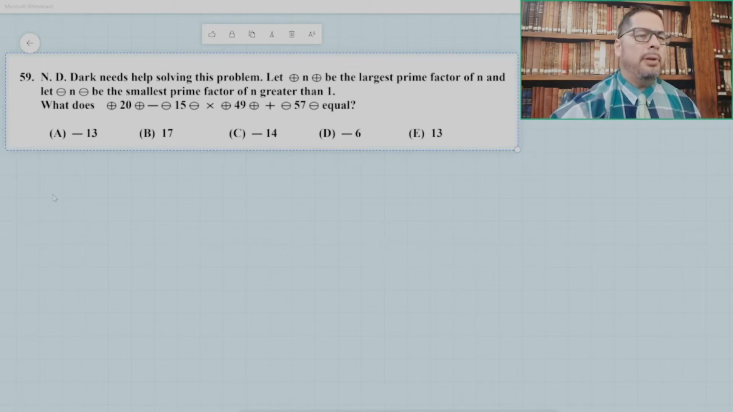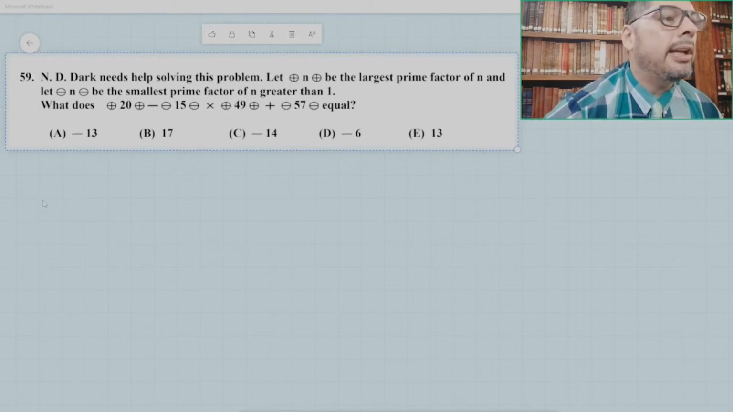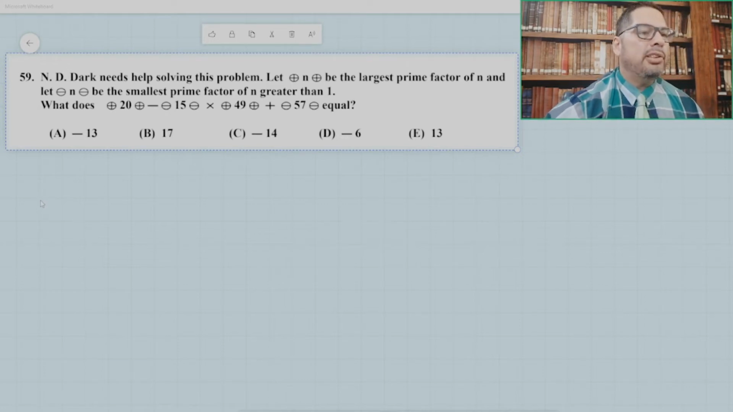Once again, let me be very thankful to UIL for letting me use their problems. I really appreciate that. So this problem comes from the district 2015, district number 2, number 59. And the problem reads, ND Dark needs help solving this problem. Let circle plus n circle plus be the largest prime factor of n, and let circle minus n circle minus be the smallest prime factor of n greater than 1.